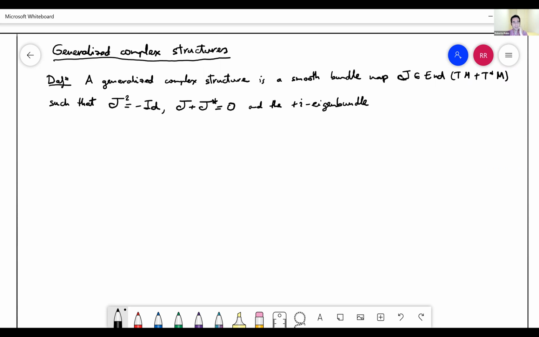Now the plus i eigenbundle is some L living inside the complexification of this big thing, okay? It has to be involutive with respect to the bracket we have there, which is the Dorfman bracket. This is involutive. Okay, so what am I going to do with these structures now?